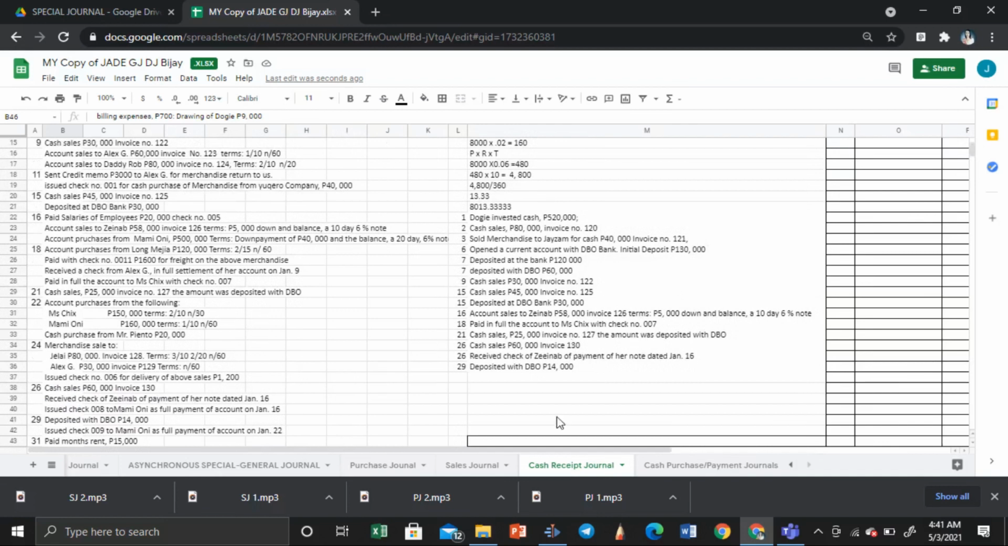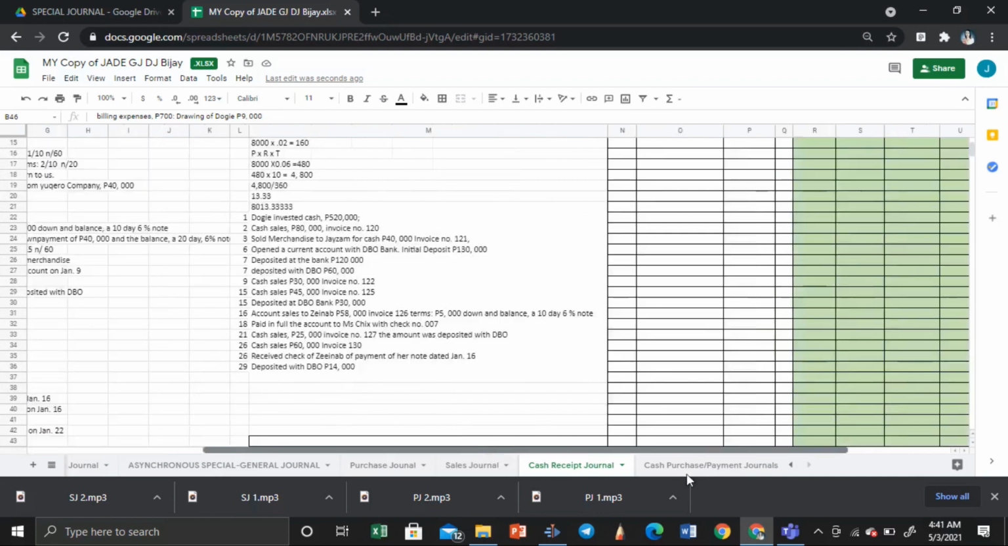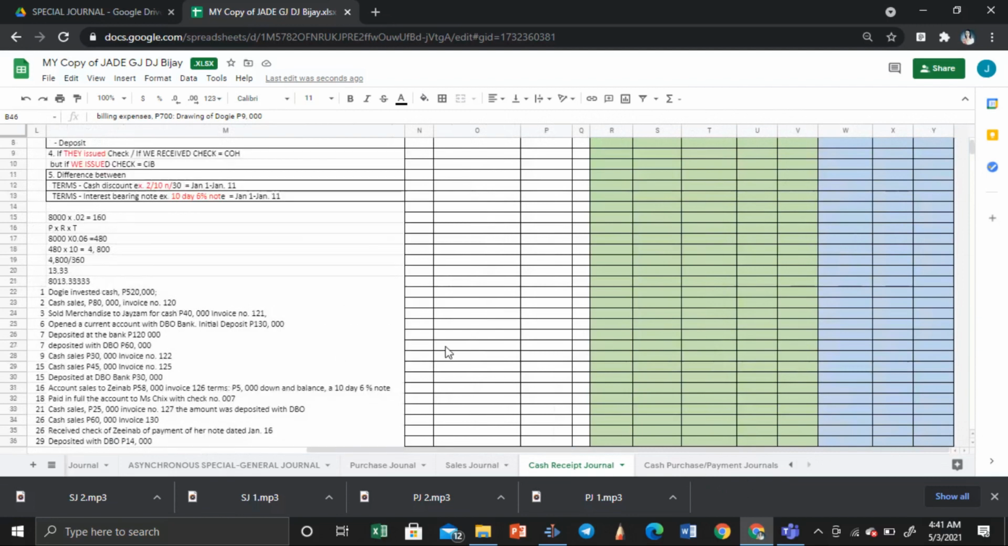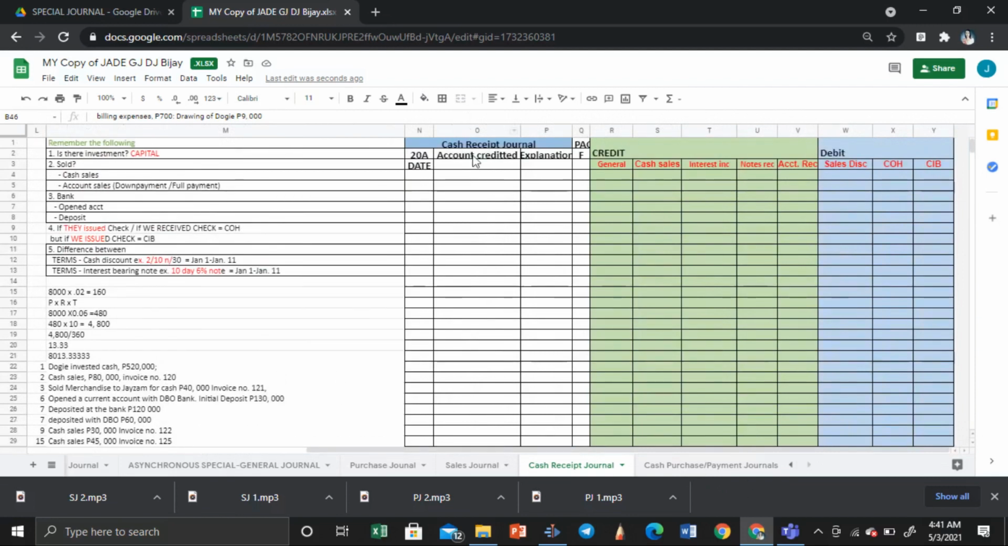Always remember that. So, hindi natin i-record yan. So, sa kabuuan, ito na po yung lahat ng transaction na i-record natin or ita-transfer natin under cash receipt journal.